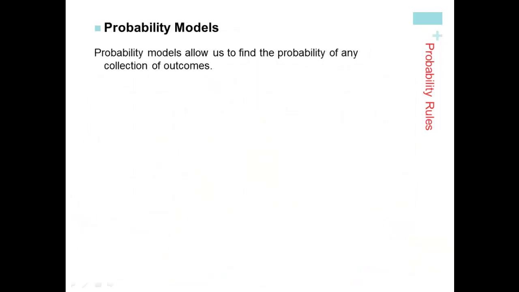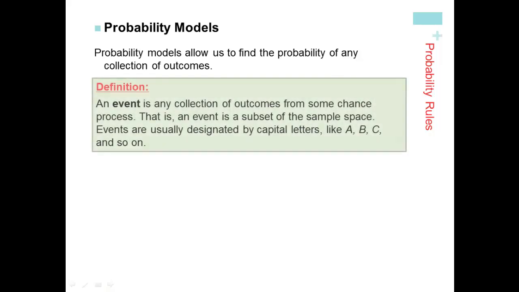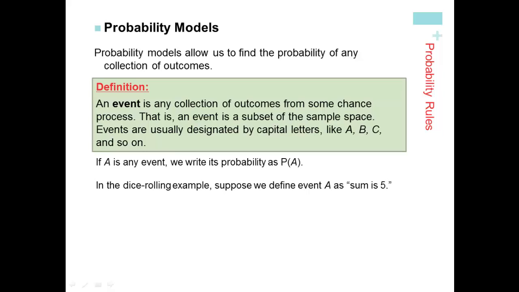Probability models allow us to find the probability of any collection of outcomes. An event is any collection of outcomes from some chance process. That is, an event is a subset of the sample space. Events are usually designated by capital letters like A, B, C, and so on. If event A is what you're dealing with, we would write the probability of A occurring as P of A. In the dice example, suppose we define event A as the sum of a 5.